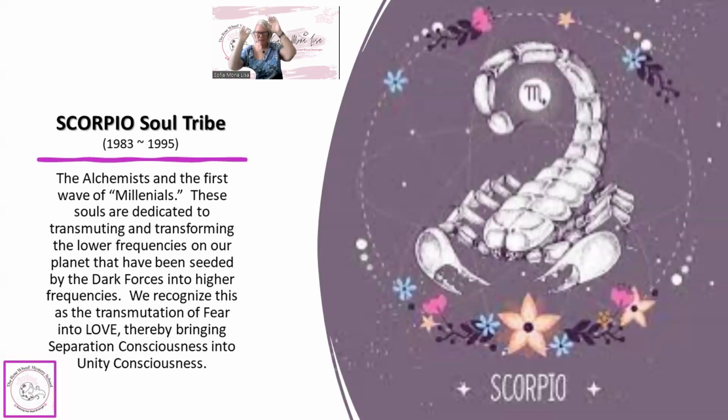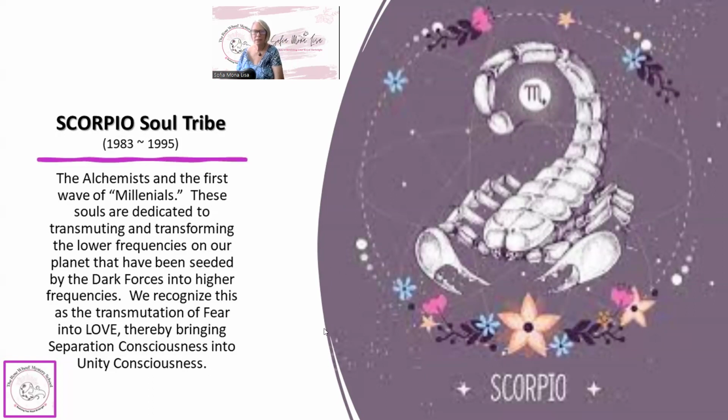It's alchemizing those fear-based frequencies into love frequencies, right? Transmuting fear into love, bringing separation consciousness into unity consciousness. This is incredible, the job that they are doing for us. Why do you think that there has been so much revelation about what's been going on this planet ever since, you know what happened with the steel and with the pandemic, right? This is evidence of the work that the Scorpio soul tribe has been doing, because remember what Scorpio does. It takes what's hidden and it brings it into the light so that it can be transmuted, so that it can be transformed into a higher frequency.